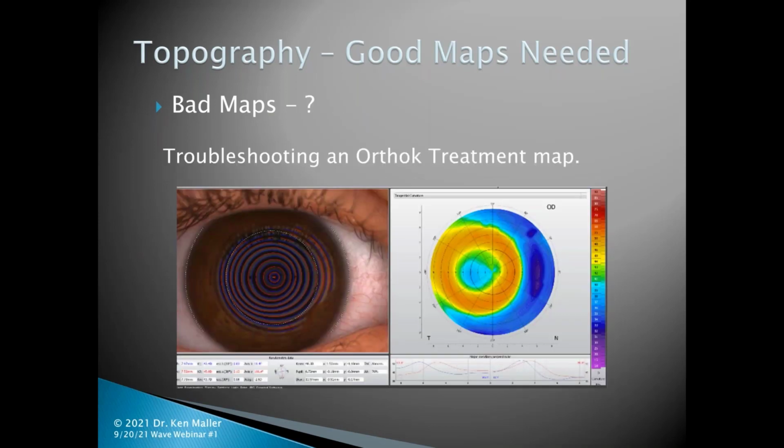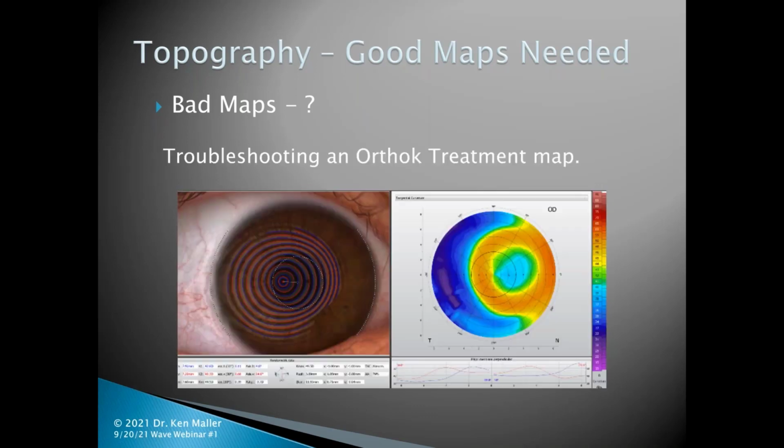All right, here's a keratograph map, and this was used for troubleshooting an ortho-K treatment map. So we take a look at this map, and we see we have pretty decent capture on these rings over here. They're fairly consistent over here, and this was the process data. So we have to say, is this a good map? And the question is, I'm going to leave it out there for a moment.